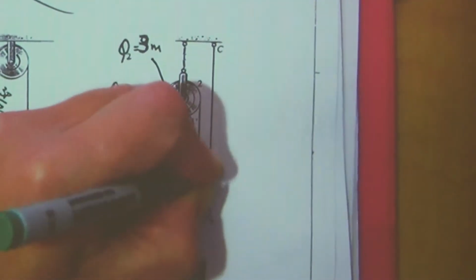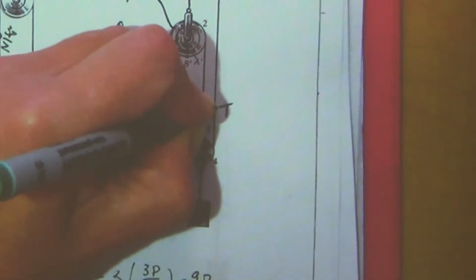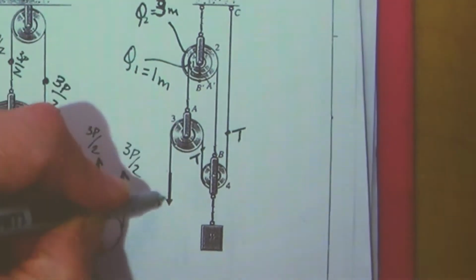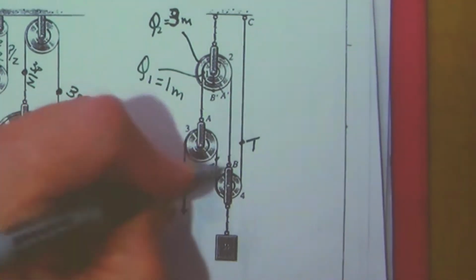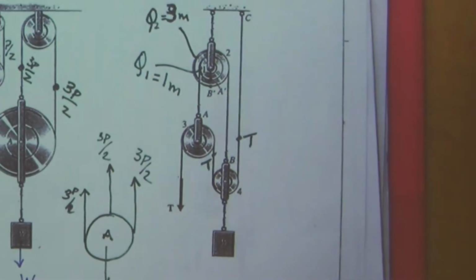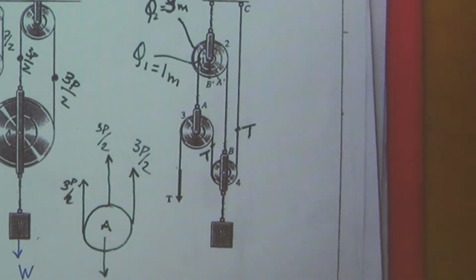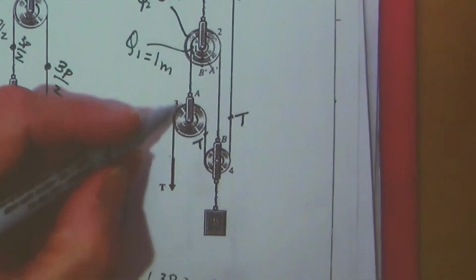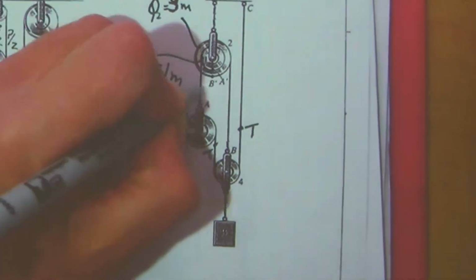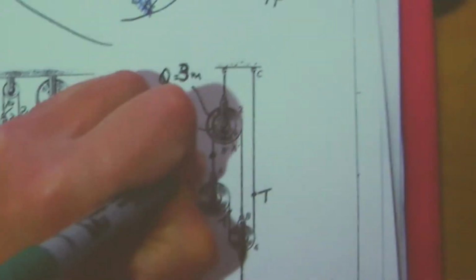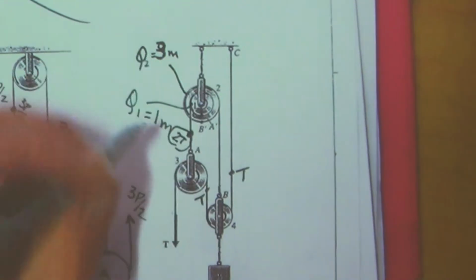This, and this is T. Does everybody agree with this? That we have T here, we follow it around, and we have T here. Okay? Okay. Karen, what about this cable right here? It's 2T pulling. Does everybody agree with that?